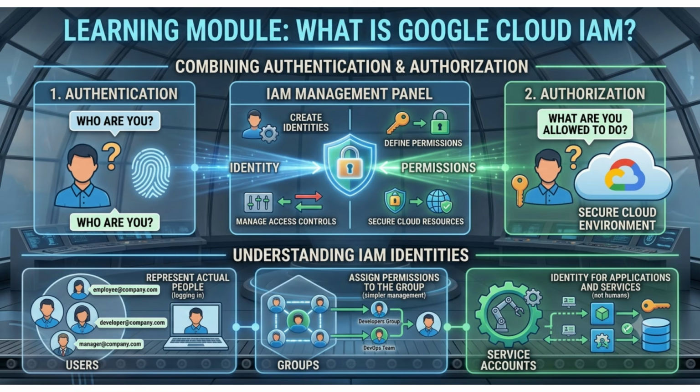Service accounts. Not all access requests come from humans. Sometimes cloud services need to communicate with each other. For example, a virtual machine may need access to cloud storage. An application may need access to a database. A Kubernetes cluster may need access to monitoring services. In these situations, Google Cloud uses service accounts. A service account is an identity used by applications and services rather than humans.